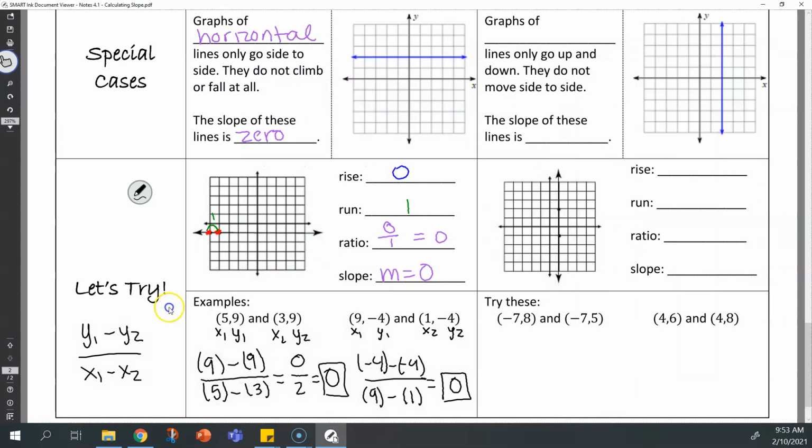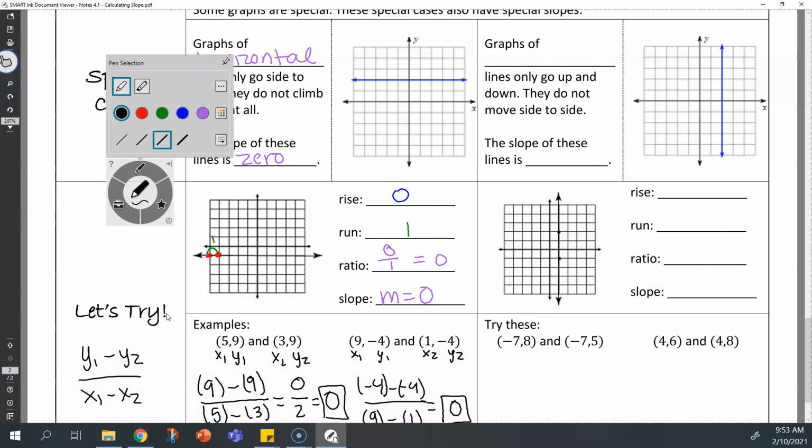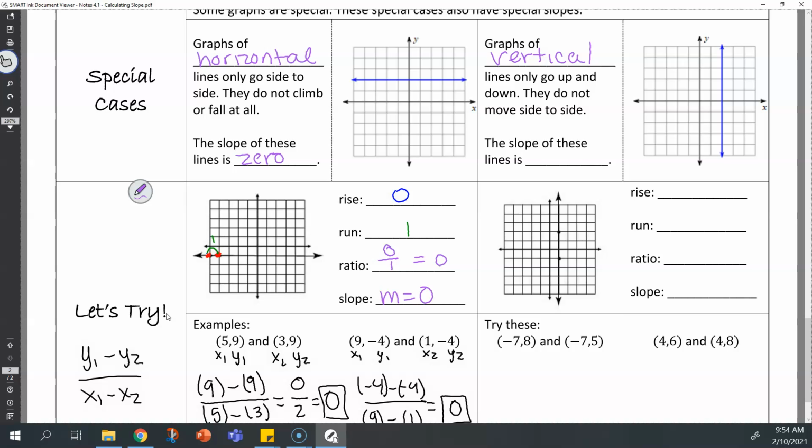Vertical lines are very similar, but they're just a little bit more tricky. So graphs of vertical lines go only up and down. They do not move side to side or slant at all. They're straight up and down. We talked earlier about how the slope of these lines is called undefined.